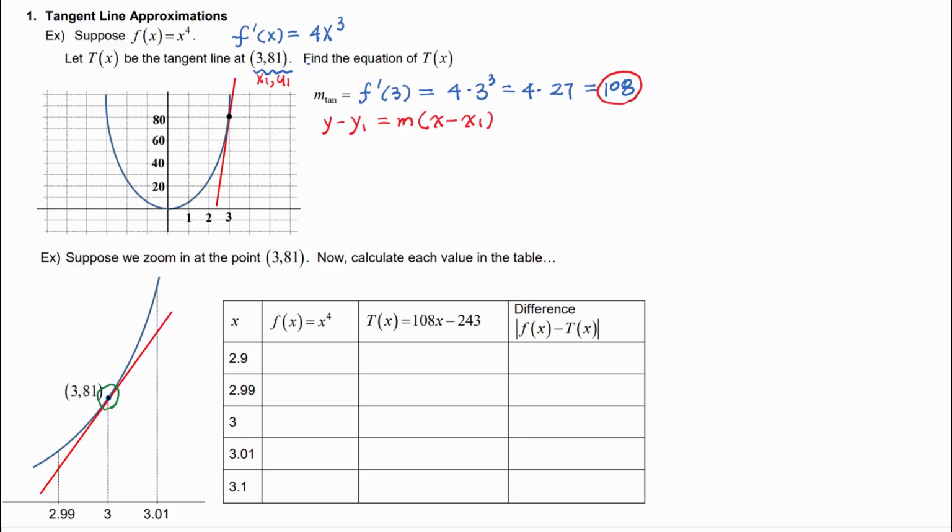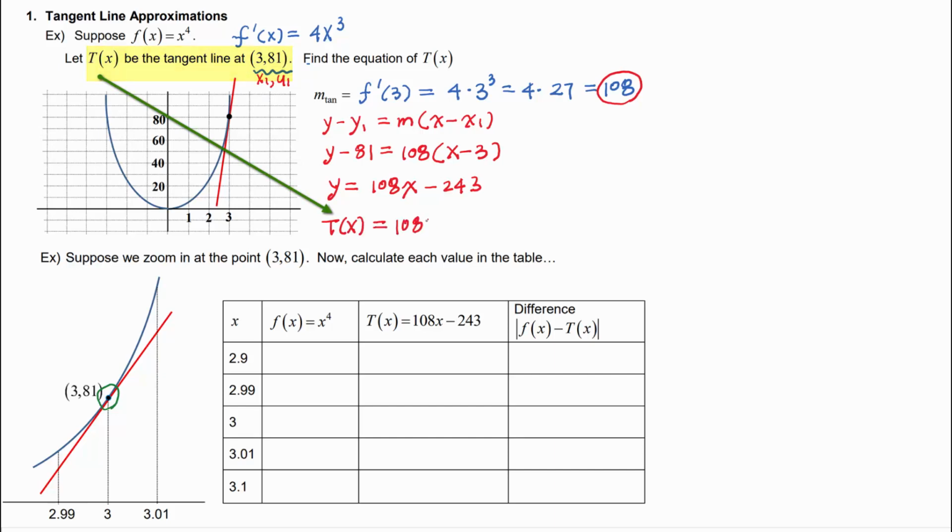So plug it in. Our equation of the tangent line becomes y minus 81 equals slope 108 times quantity x minus 3. Distribute and solve for y. You will get y equals 108x minus 243. So your capital T of x is equal to 108x minus 243.